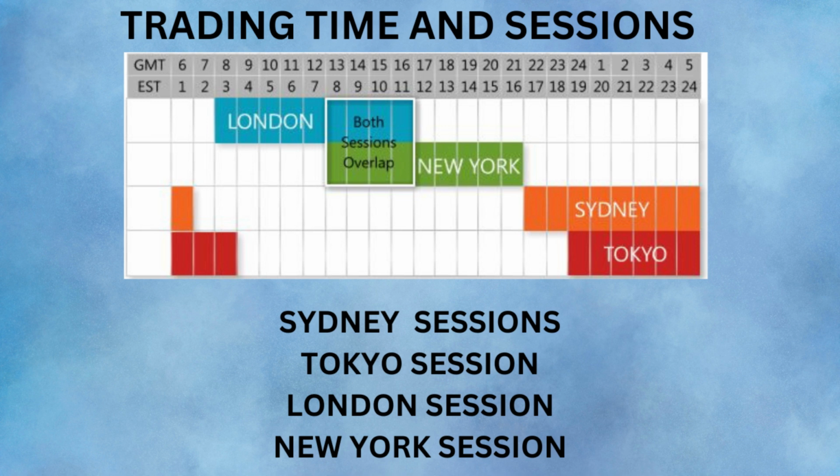Trading time and seasons. There are 4 major trading times and seasons in the forex market. We have the Sydney season, Tokyo season, London season, and New York season. Sydney season starts from 9 p.m. and stops at 6 a.m. GMT. Tokyo opens at 12 a.m. and closes at 8 a.m.